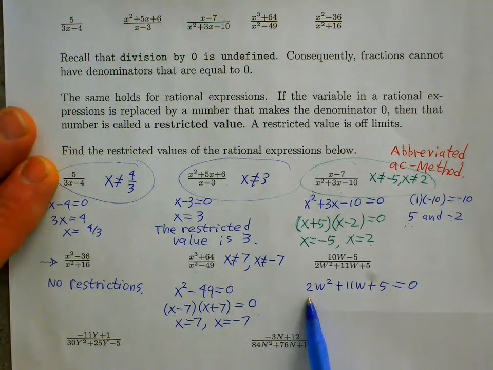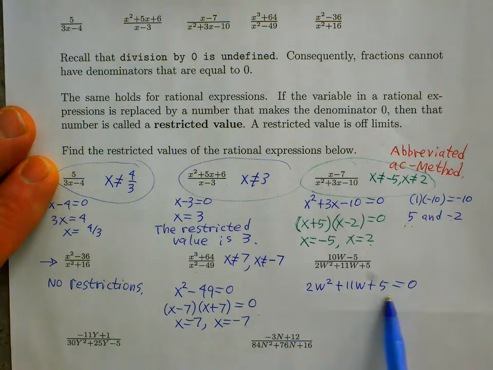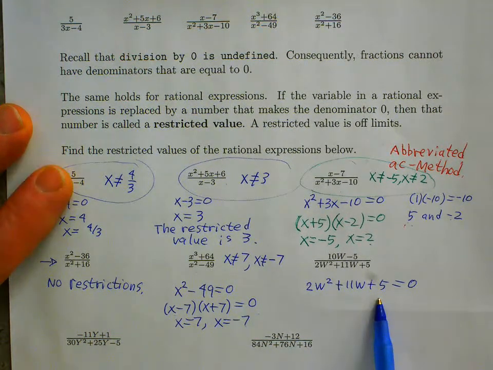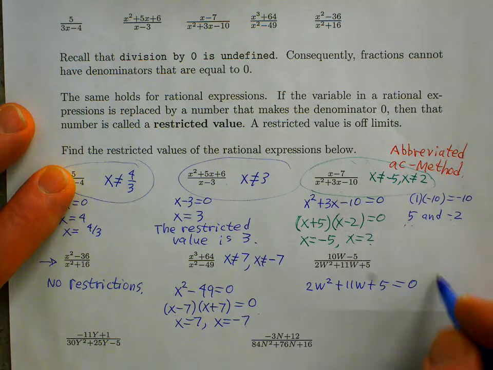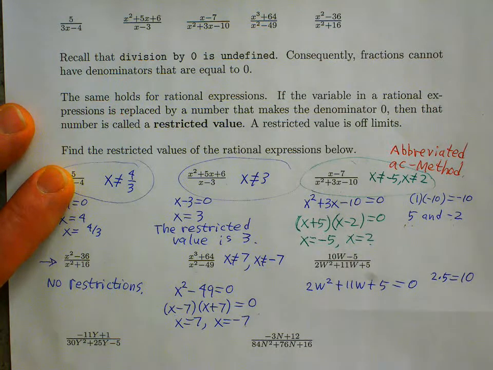We can use the AC method to factor this. Since the coefficient of the w squared is 2, we cannot use the abbreviated AC method. We have to use the full AC method. So multiply 2 times 5, and we get 10.